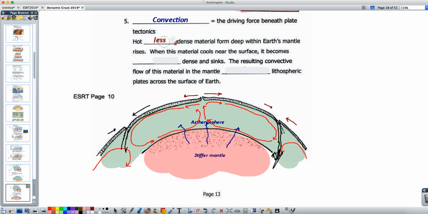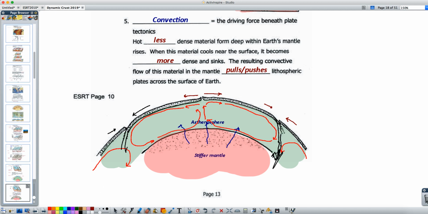So your hot, less dense material, right here, comes up from deep inside the Earth's mantle and it rises. When it cools near the surface, it's going to get a little more dense and it's going to sink. It's going to get a little more dense, going to sink again. This resulting convective flow, I'm showing it for you here, this convective flow in the mantle is what pushes and pulls these plates around. Okay?